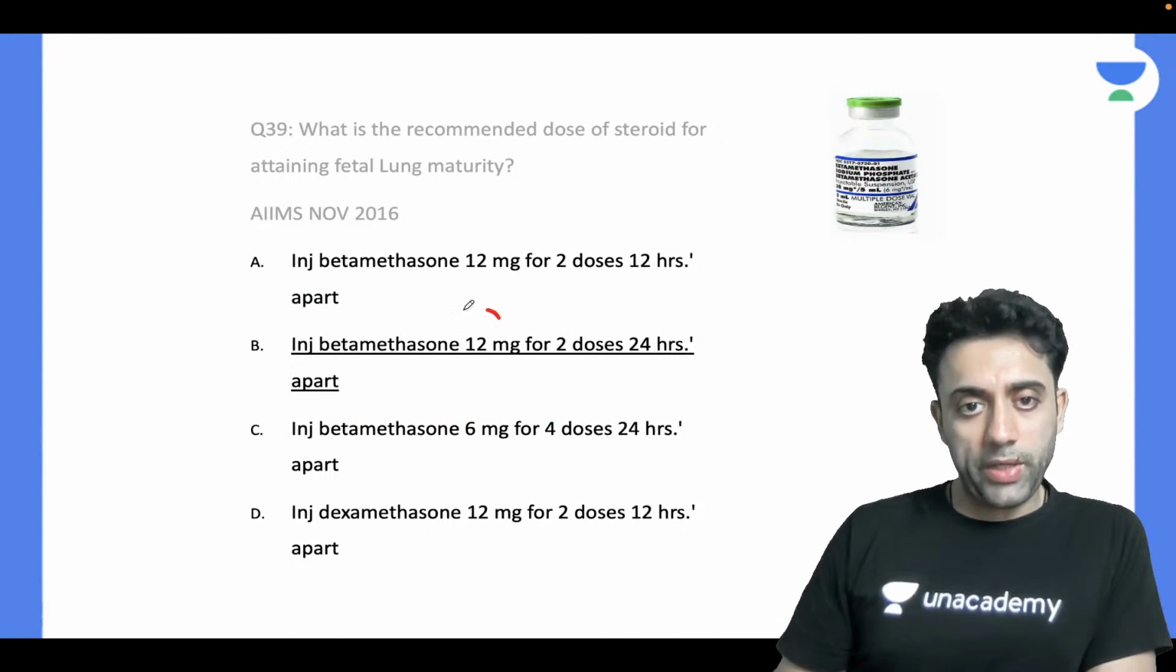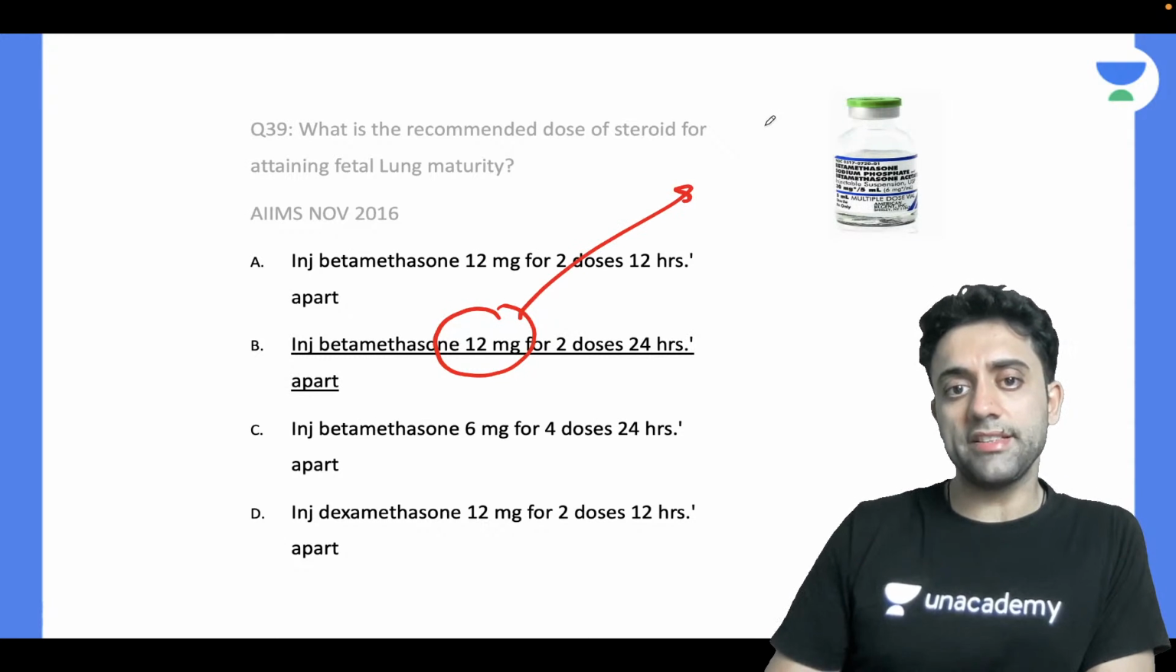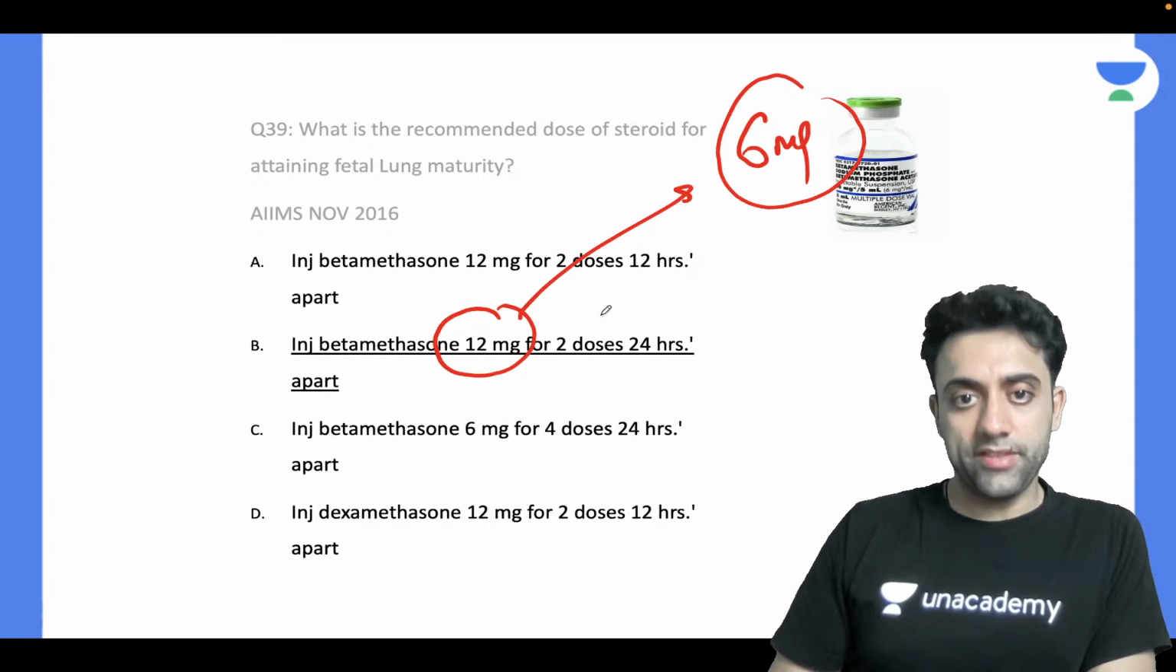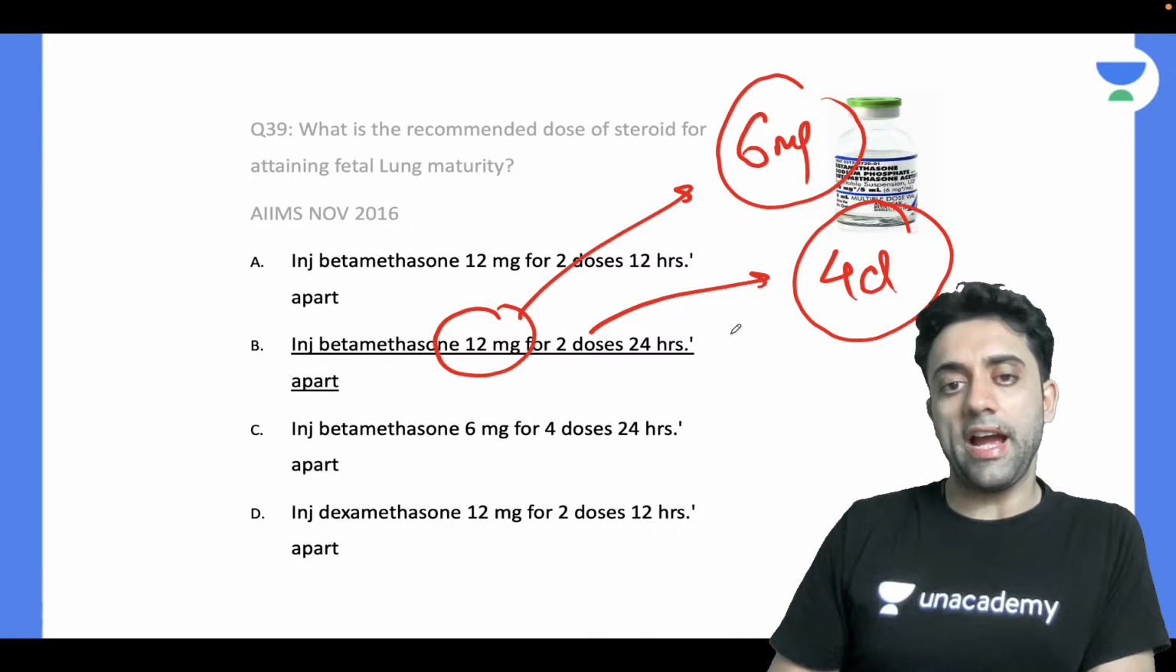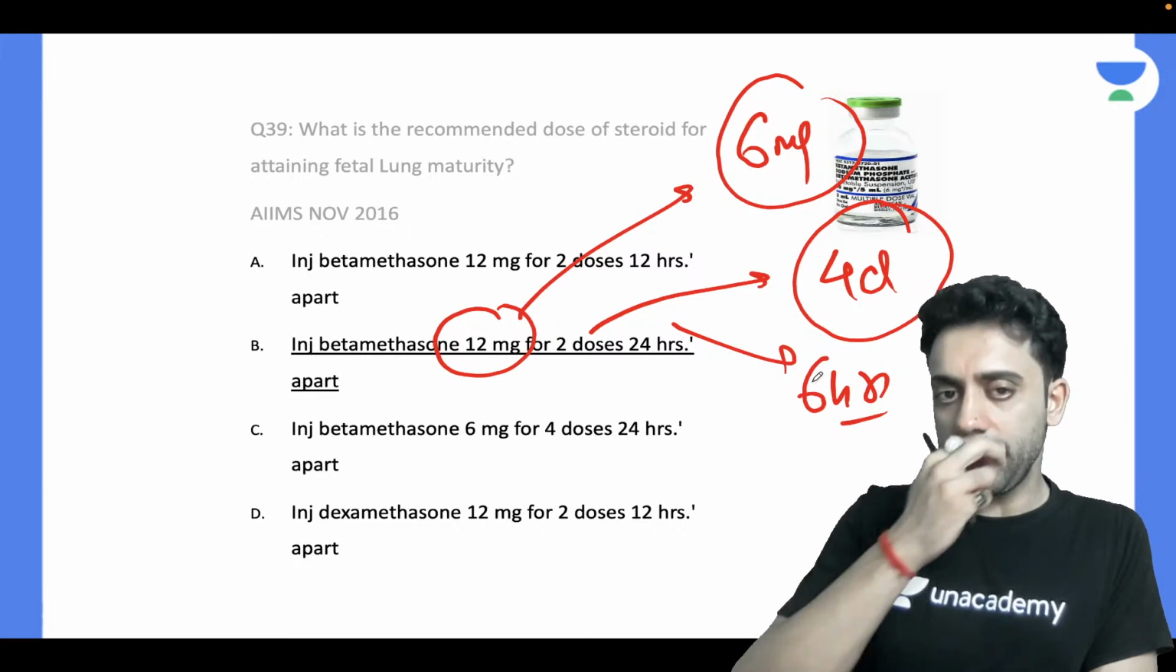If we give 12 mg betamethasone, then Dexa is given 6 mg, right? If this is given in two doses, Dexa is given in four doses, 6 hours apart. Exactly 6 hours apart, and yes, we give that.